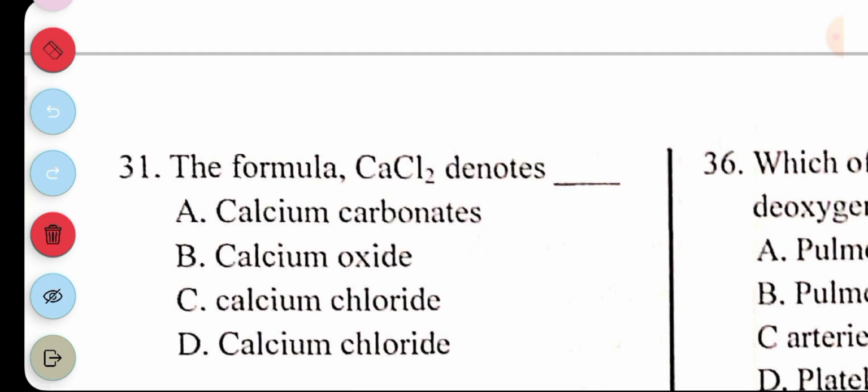Question 31. The formula CaCl2 denotes A, calcium carbonate, B, calcium oxide, C, calcium chloride, D, calcium chloride. The answer to 31 is either C or D because they are all calcium chloride.